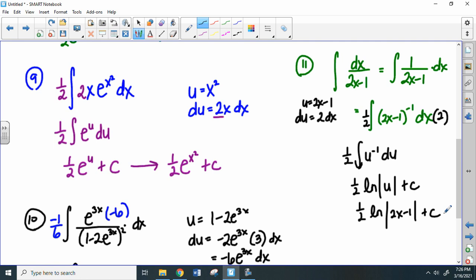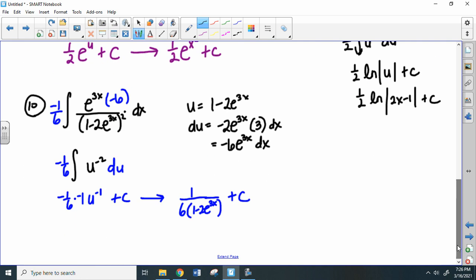And we're done. And you have to leave the absolute values around it when it's still a function of x. The only time you can drop the absolute values is if you already know the function is always positive, like x squared is always positive, or you're plugging in a number, okay?